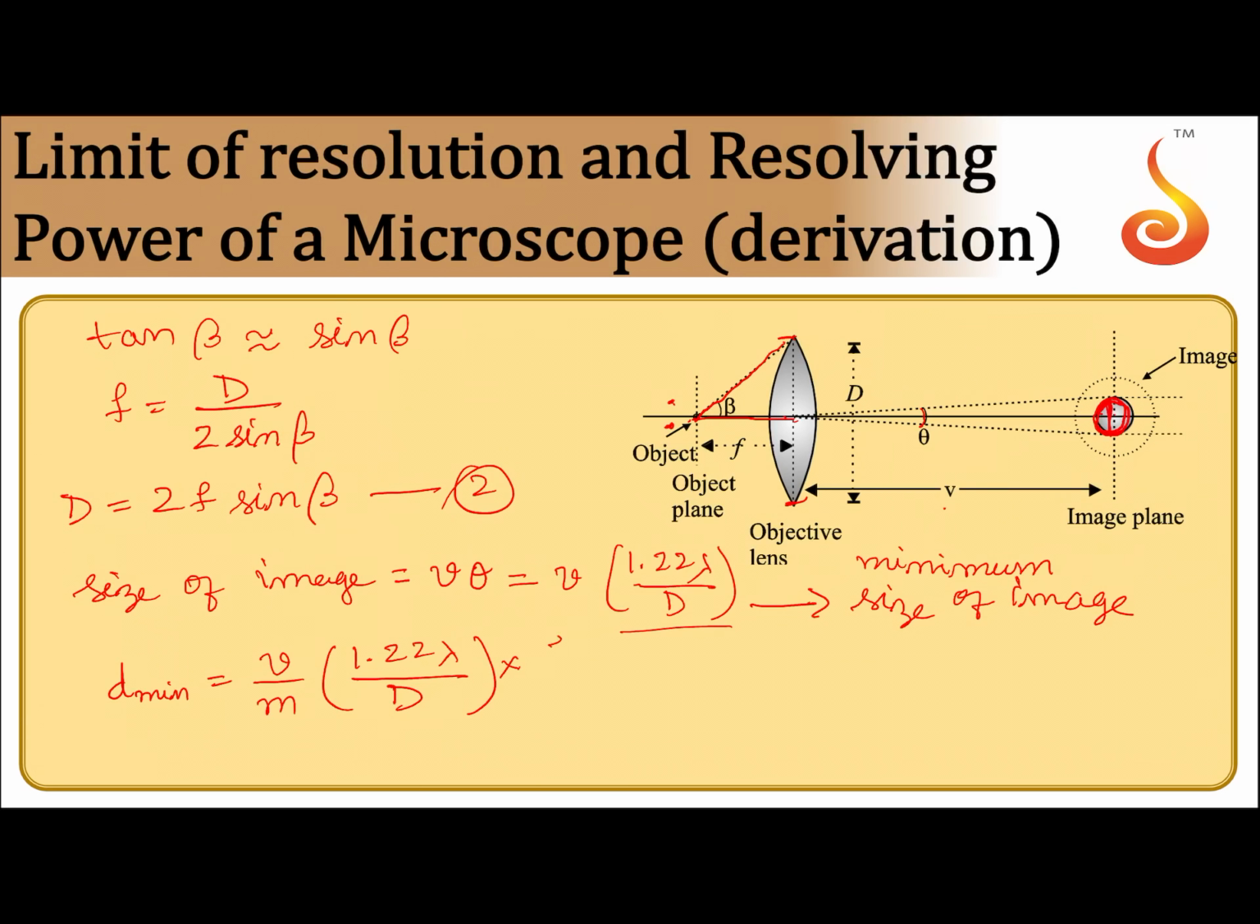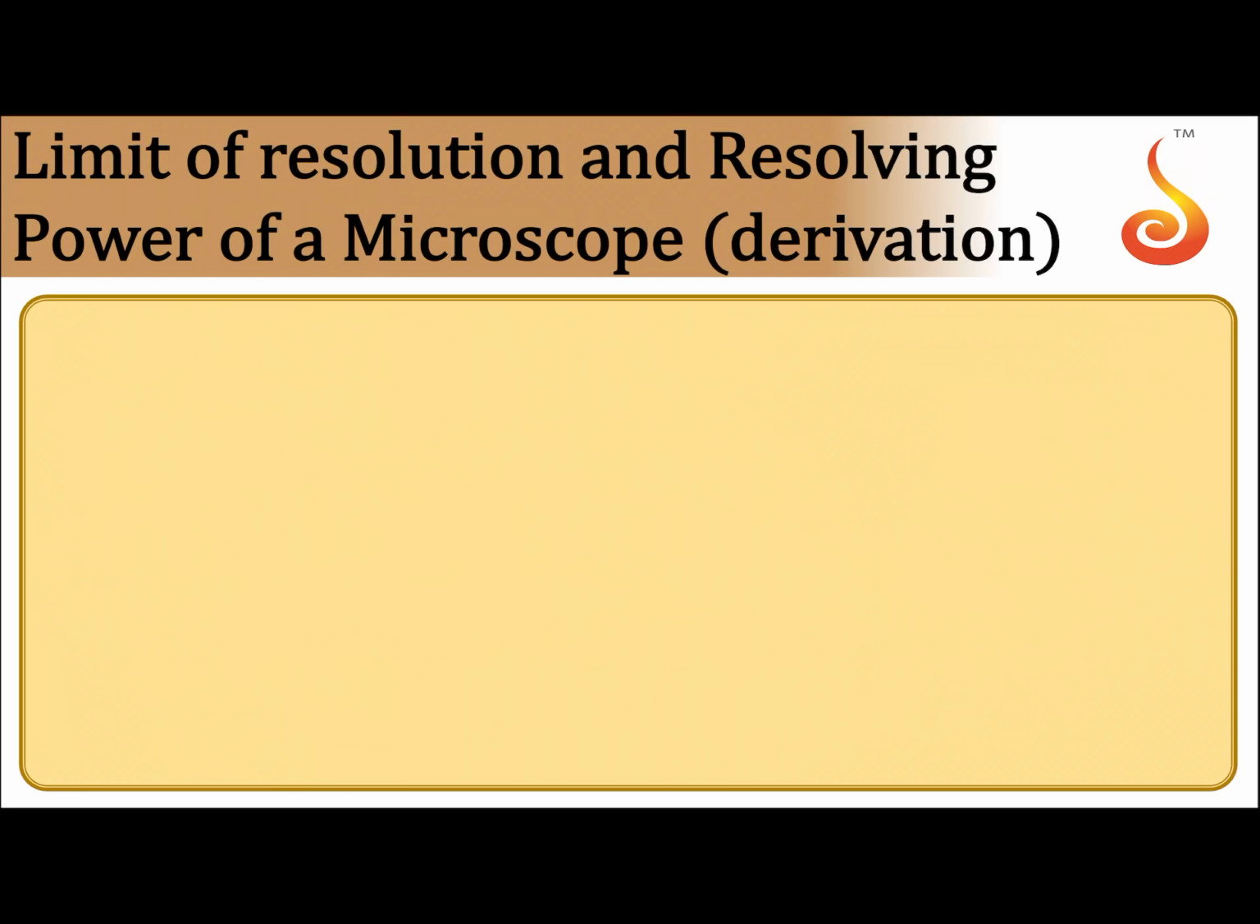Into f by v. So this is what we will get. So v divided by m into 1.22 lambda divided by d into f by v. See, this is the size of the image. So the size of the object we have taken as d minimum. So by using m is equal to v by f, we will get this. So now what happens? v gets cancelled.